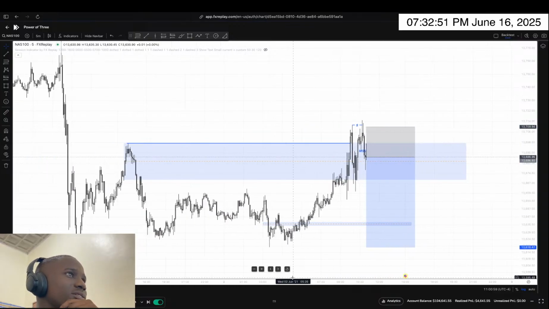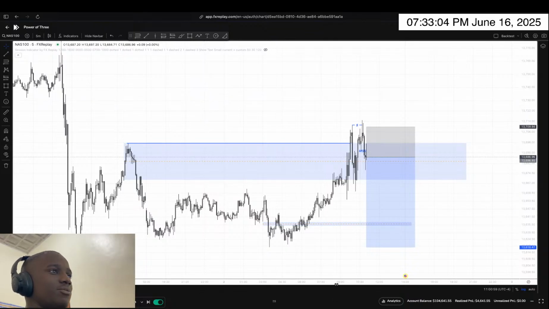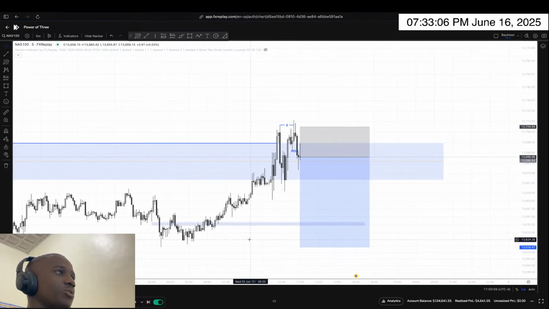So you can see that after this huge shift, we had a really good clean market maker model, and we took out this high. We also took out this internal high, and I would really like to say the market now starts to push to the downside.